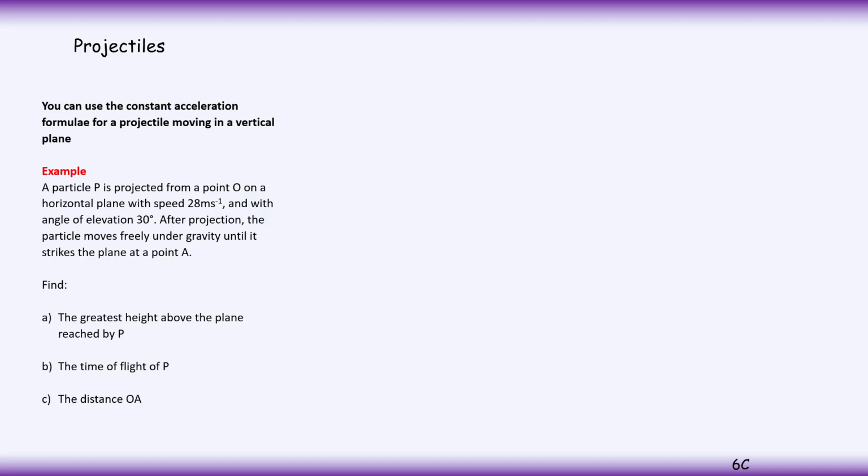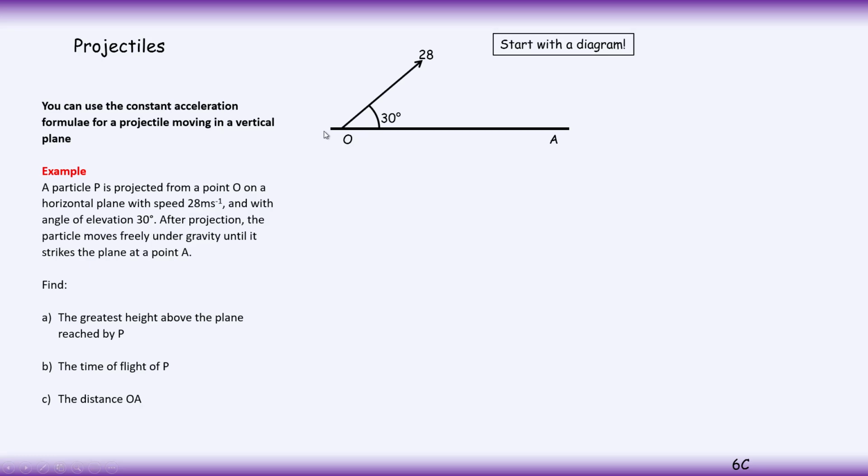Okay, first thing, most important thing, got to sketch a diagram showing our particle traveling from O to A. It's projected initially with a speed of 28 meters per second at an angle of elevation of 30. Looks like that, and it describes an arc. So, first thing, we've got to resolve this 28 horizontally and vertically.